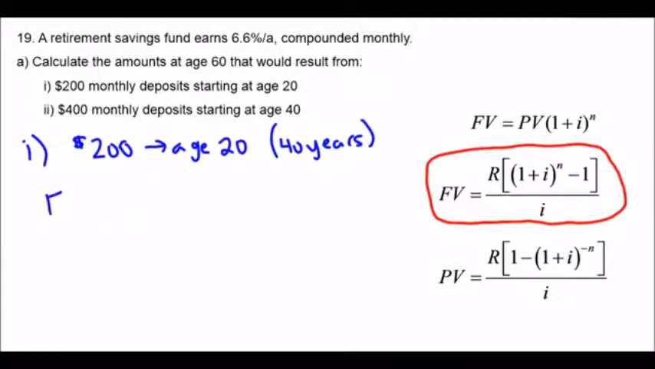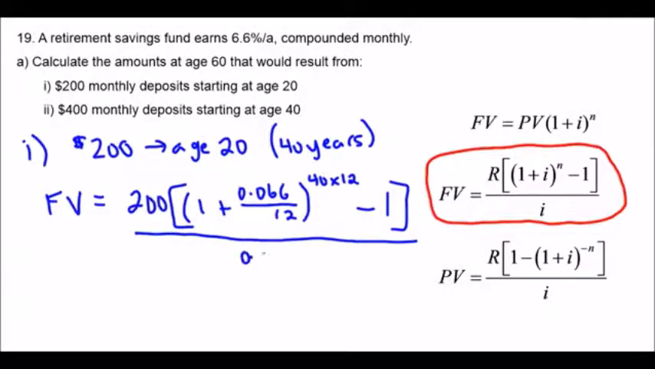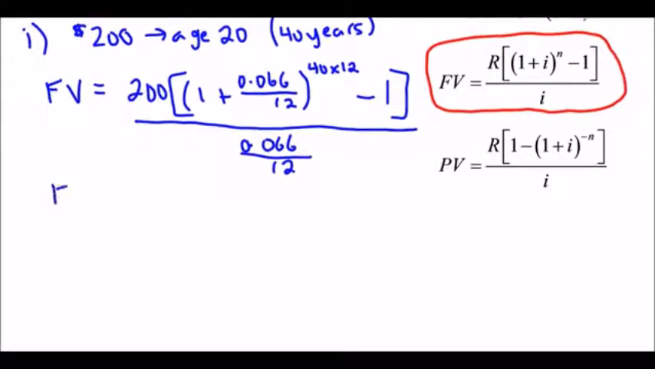So the future value is the regular deposit of $200 times bracket 1 plus the interest, which is 6.6%, but it's compounded monthly, so I have to divide by 12 to reflect that. My exponent is 40 years, and it's monthly, so 12 times a year, and then subtract 1. So there's the numerator. And in the denominator, it's 0.066 divided by 12. That's the 6.6% per annum, but compounded monthly again.